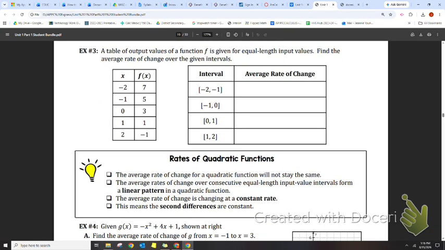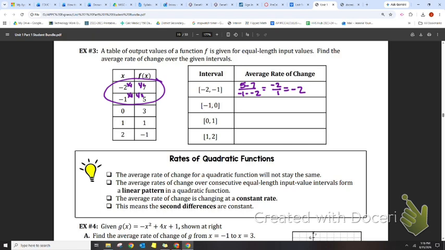All right, let's look at example 3. It says a table of output values of the function f is given for equal length input values. Find the average rate of change over the given intervals. So we're looking from -2 to -1, -1 to 0, 0 to 1, and 1 to 2. So the first one is going to be -2 to -1. So here are my 2 ordered pairs. So my x1, y1, my x2, y2. And so the average rate of change is going to be 5 minus 7 over -1 minus -2. So I get -2 over 1, which is -2.